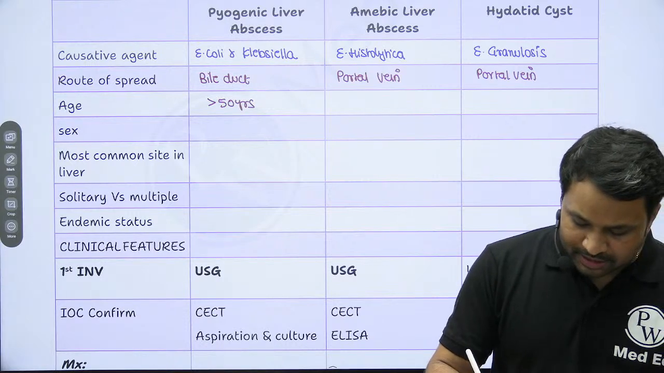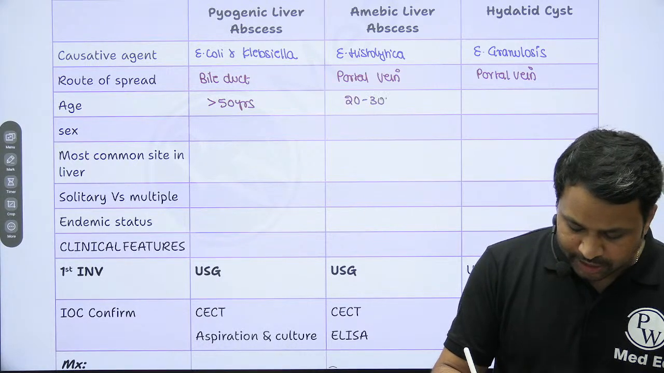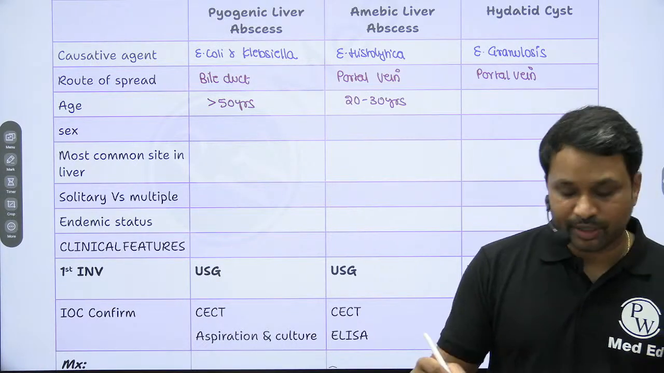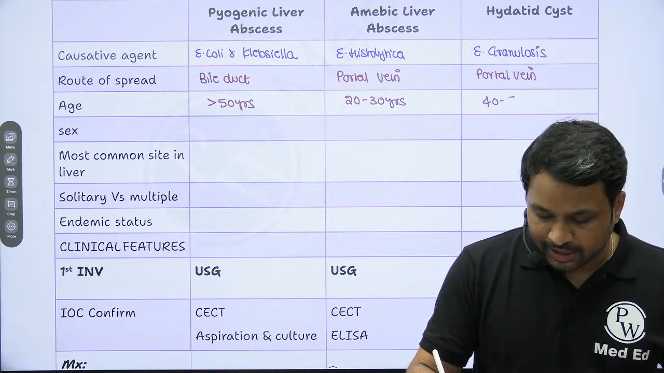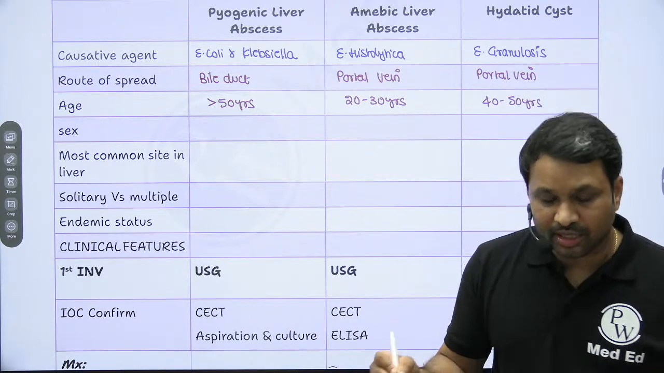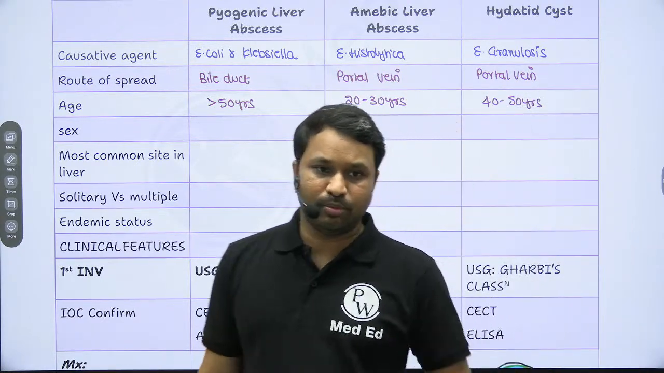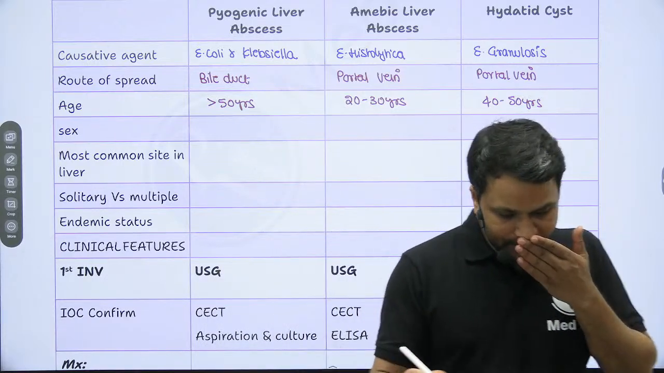Amoebic liver abscess is seen in younger patients, 20 to 30 years, because of fecal-oral route of contamination with poor hygiene. Hydatid cyst, even though it is infested at an earlier age, by the time it becomes symptomatic, it is going to be 40 to 50 years.